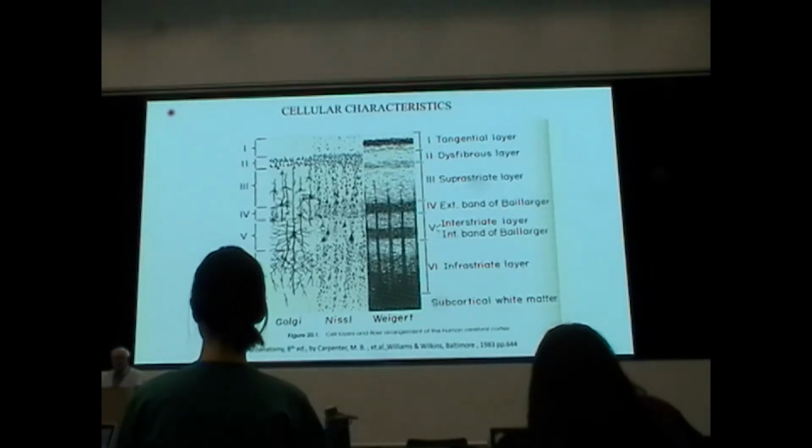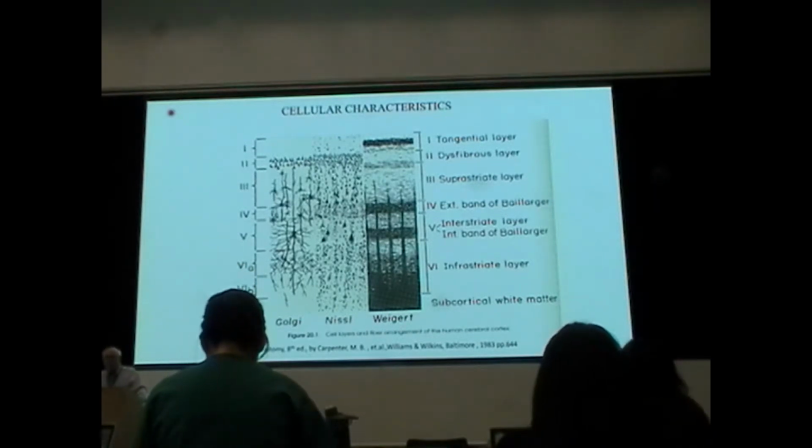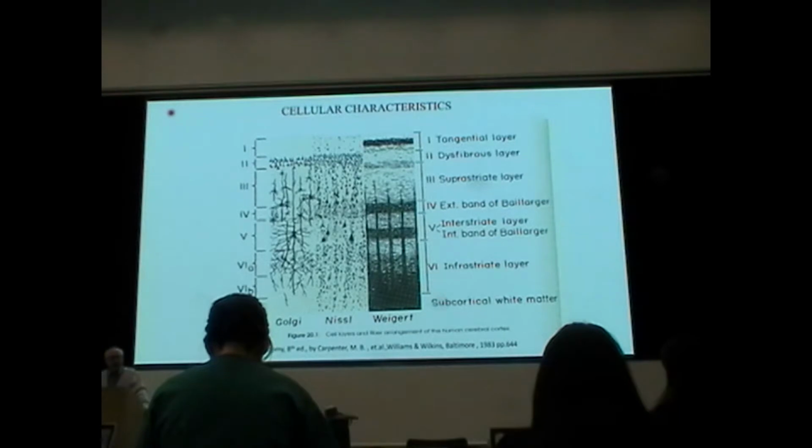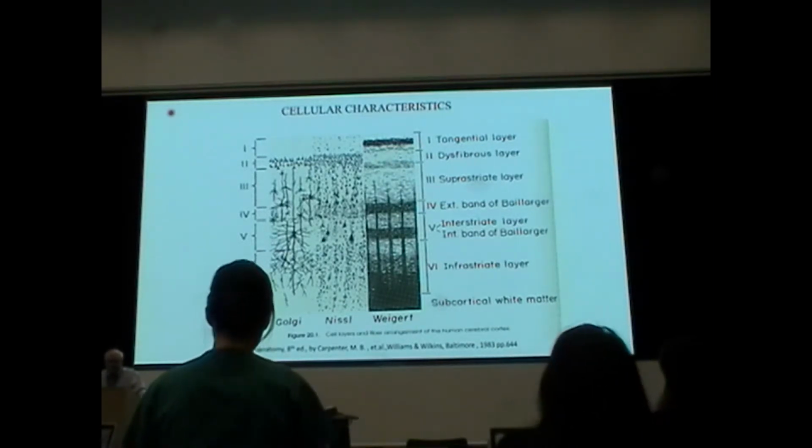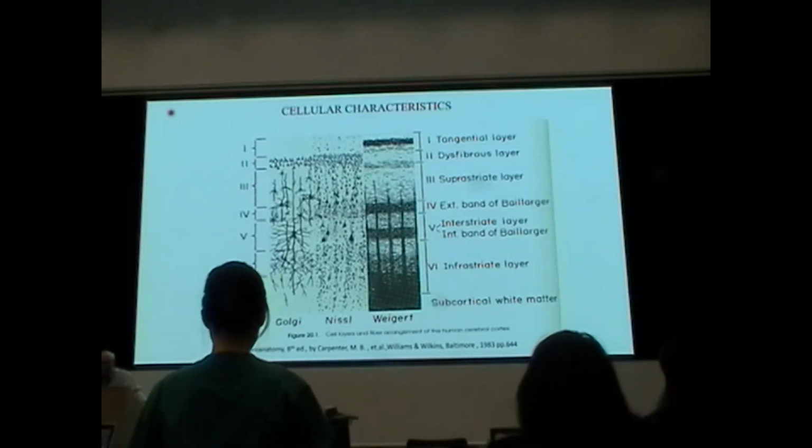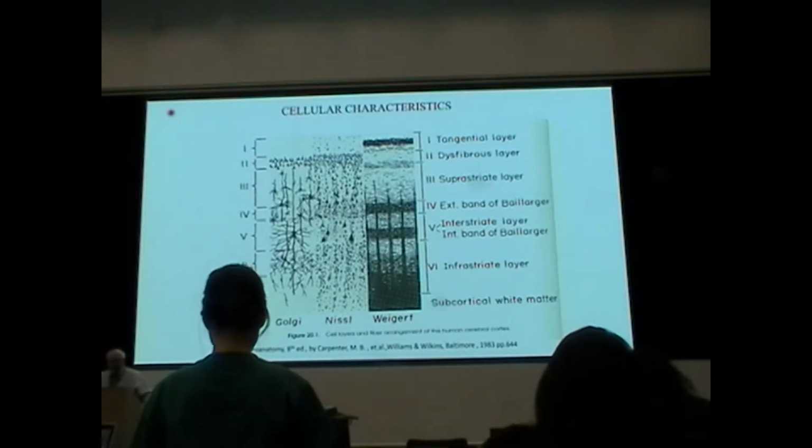Okay. So I want you to remember the shapes of all of these things in these same sections. This is Golgi, Nissl, and Weigert. These were the guys that stained everything that you had to look at in histology. They all, interestingly enough, came out kind of black on a white background. But the difference is that if you look at the Golgi stain, it stains most of the neuron.